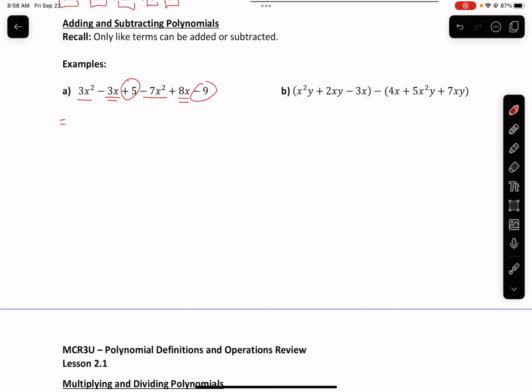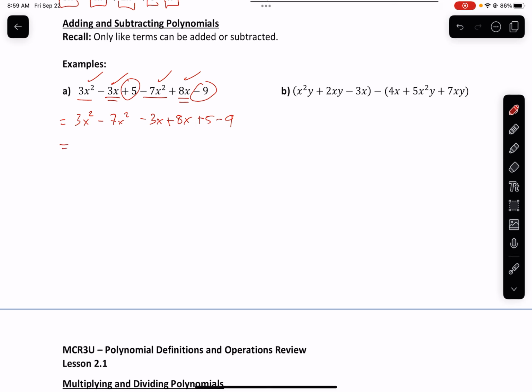Okay, so you get 3x squared minus 7x squared. That takes care of the 2 single lines, and then I'm going to have minus 3x plus 8x. That takes care of the 2 double lines, and then the 2 circles, plus 5 minus 9.